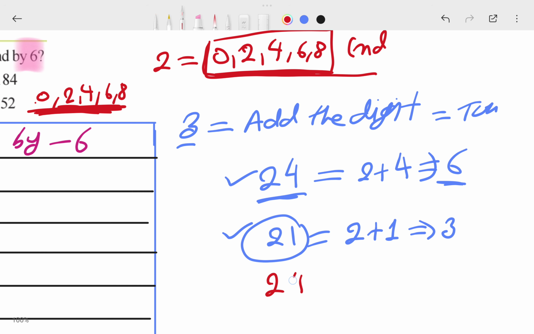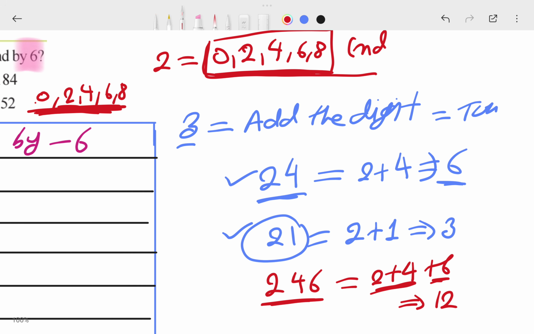Okay, now let's take another example. Suppose 246 is given. How will you say that this is divisible by 3? You just have to add the digits. 2 plus 4 is 6, 6 plus 6, that is going to be 12. Is 12 in the 3 table? Yes, in the 3 table 12 is there, 4 times. That means this number is divisible by 3.